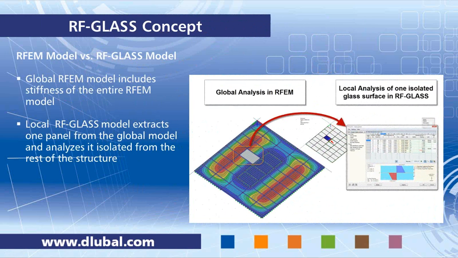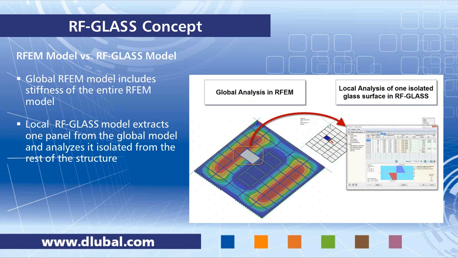Before we start with a live presentation, I'd like to give a brief introduction into the concept of RF glass. In general, you will usually model an entire structure in RFEM that includes steel and concrete and timber parts or various other structural parts. In there you might also model individual glass surfaces. You may use them in the global analysis in RFEM for load distribution or just to include the self-weight of the glass surface into the global analysis.